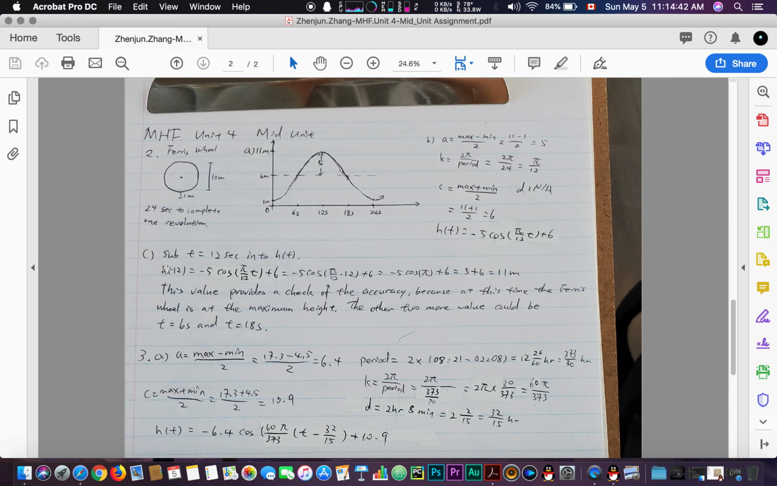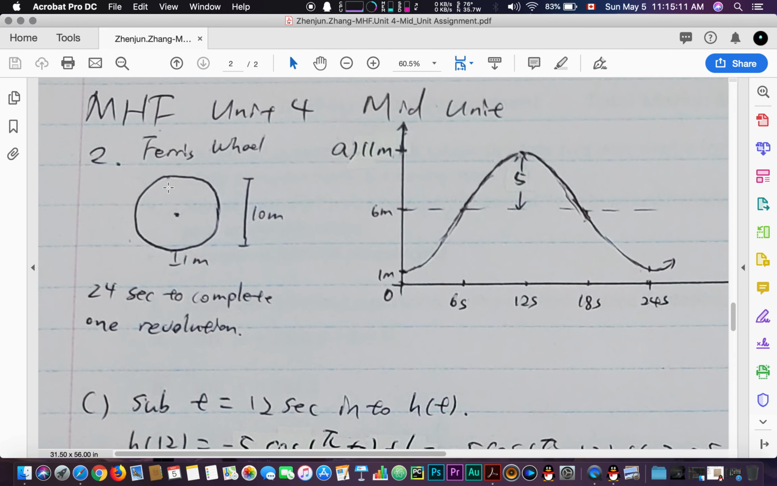And then for the second question, we have a Ferris wheel that has a diameter of 10 meters and takes 24 seconds to make one revolution. The lowest point on the wheel is 1 meter above the ground. So look at this. We have a Ferris wheel, 10 meters diameter, 1 meter. That's the ground, that's the diameter. And then we need 24 seconds to complete one revolution.